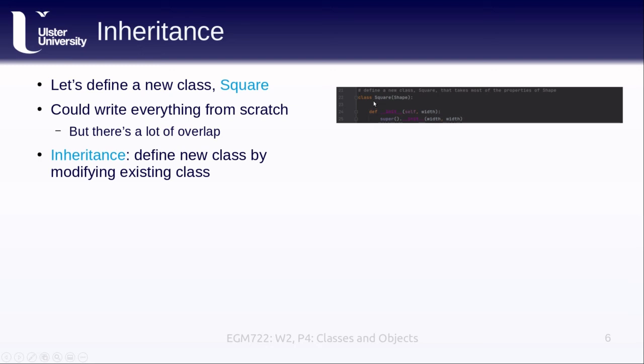So you see that definition here. We have our class square, and then in parentheses we have shape, the original class that we're working with. And so what this is telling Python is to take all of the different methods and attributes associated with shape and make sure that square has the ability to access those as well.